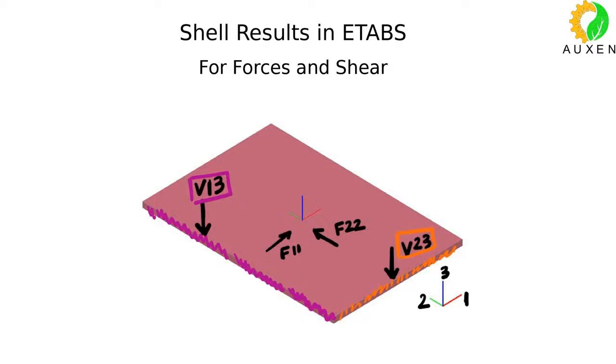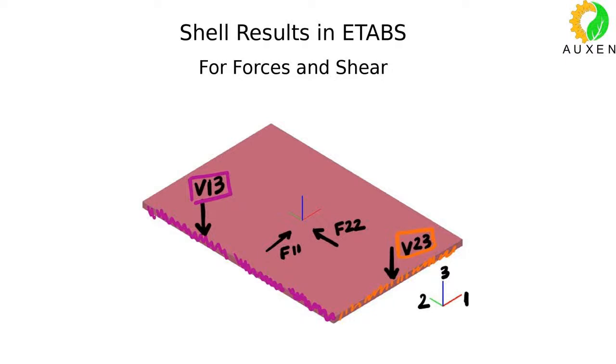Now we come quickly to the shell results. Once again, forces and shear in shell results will be along the local axes. This is how your forces and shears will look like. I have represented F11 direction force, F22, V13 and V23.